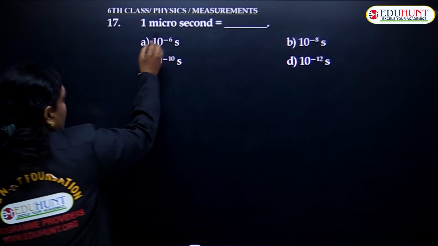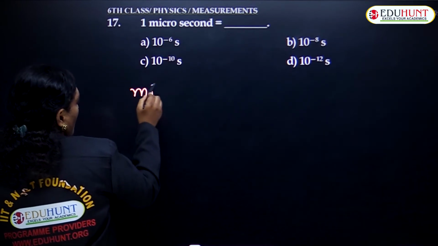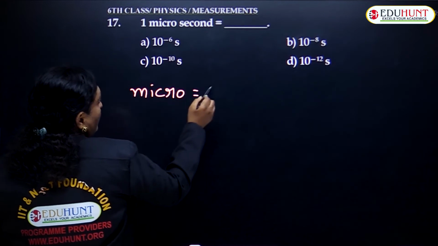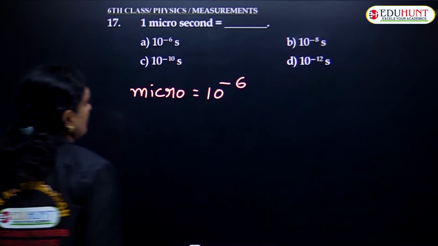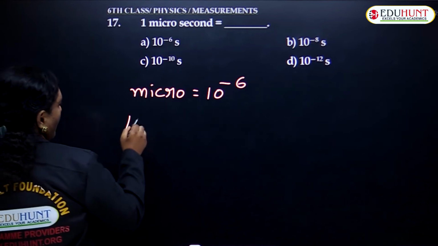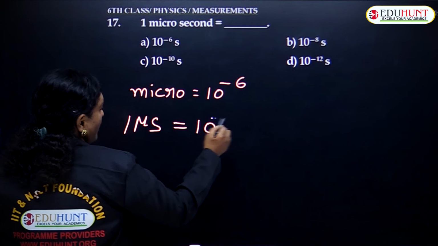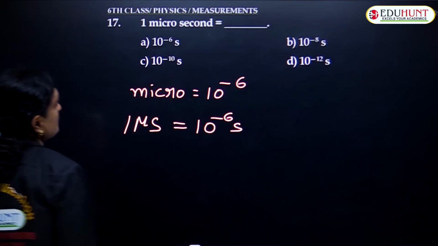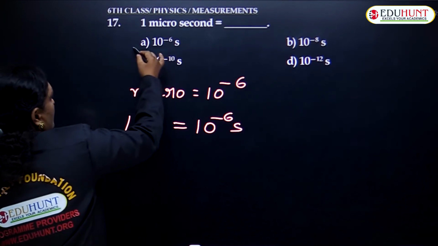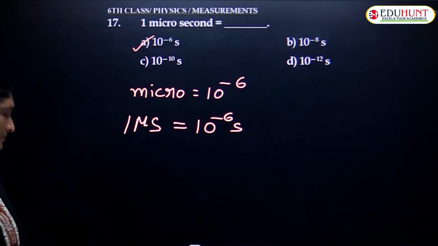Next, 1 microsecond. The name itself indicates micro. Children, micro means how much? It is 10 power minus 6. So 1 microsecond, symbolically written like this, is equal to 10 power minus 6 seconds. And hence the correct option is option A.